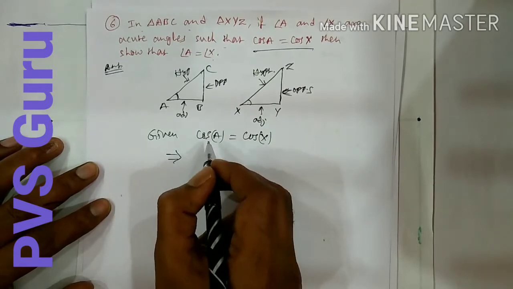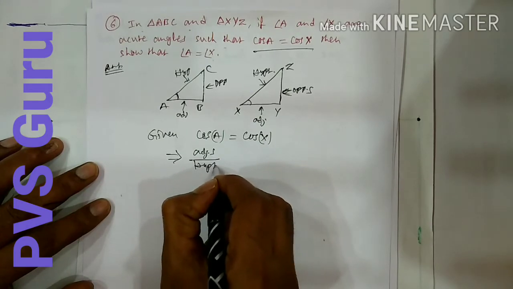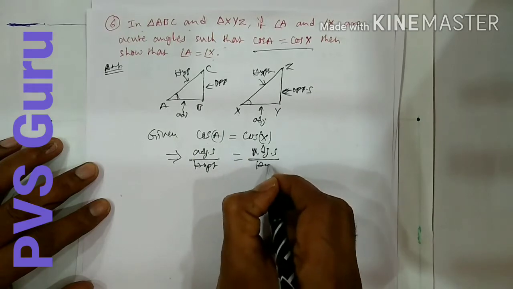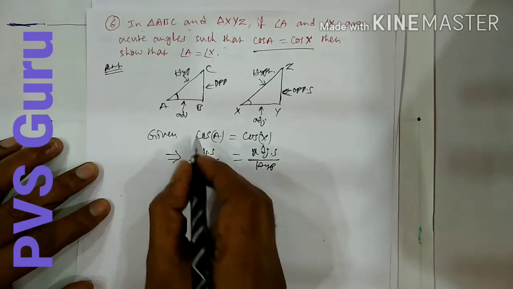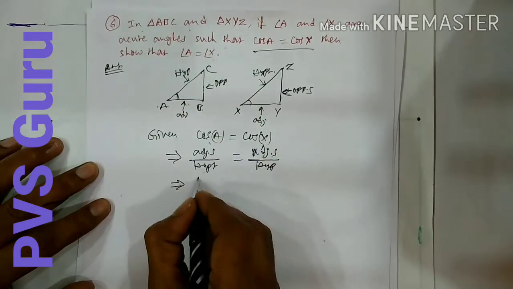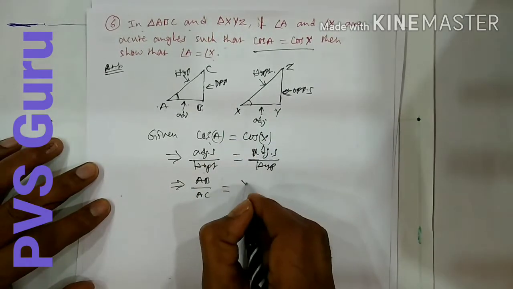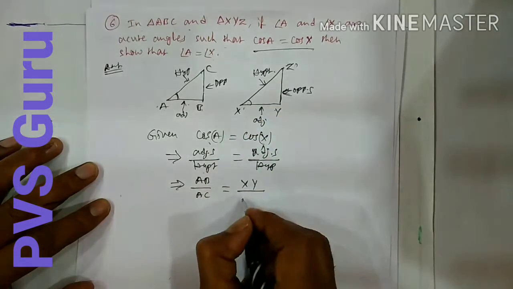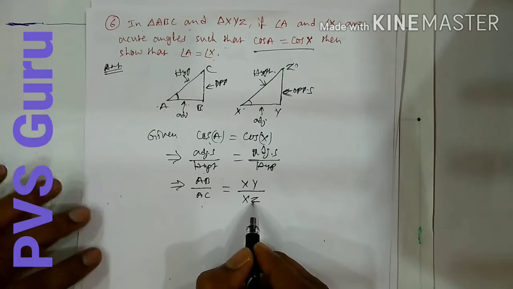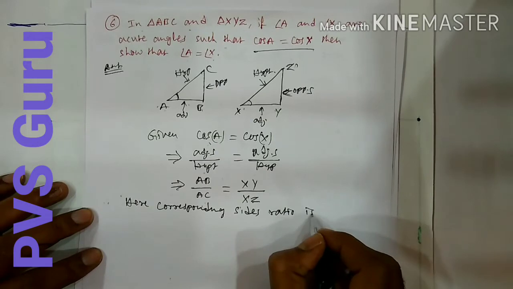Cos A means adjacent side by hypotenuse. Here also it is adjacent side by hypotenuse. In the first triangle, cos A means AB by AC, which is equal to XY by XZ in the second triangle. So the ratio of corresponding sides is equal.